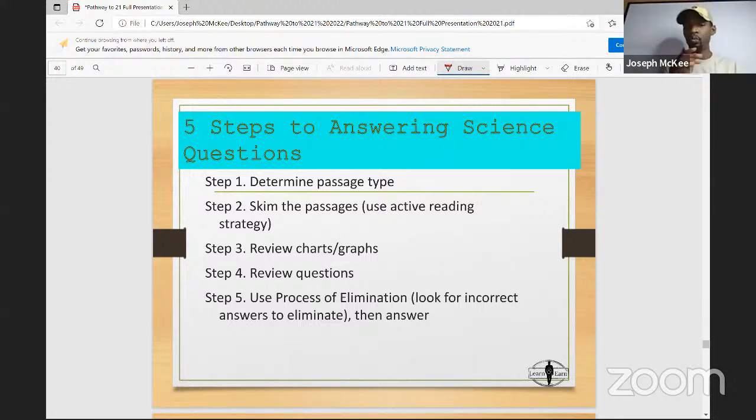But you got to figure out which type of science passage you're strongest in. You got to make sure you are using active reading, marking in that book. Make sure you understand what the chart or the graph is asking you, or is giving the type of information you are being asked to assess. Appropriately and properly read those questions, and then use the process of elimination to get rid of the incorrect answers. And then, of course, choose the best answer that's remaining.